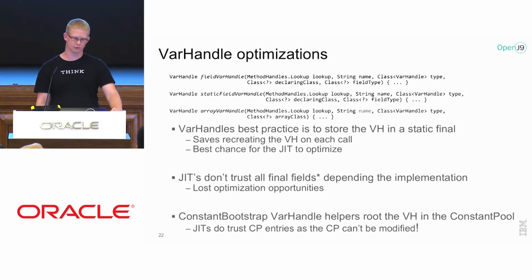Now with the ConstantBootstraps VarHandle helpers, you can push these into the constant pool, and you get the better optimization. You only create them when you need them. They're closer to the paths that you want. And JITs do trust constant pools because they're known not to be modifiable.